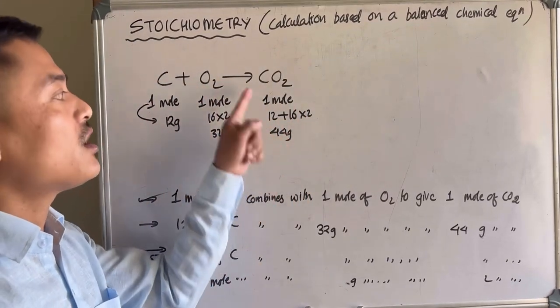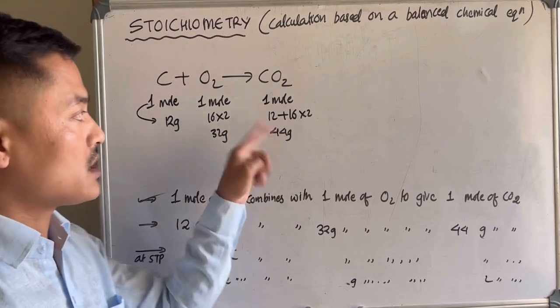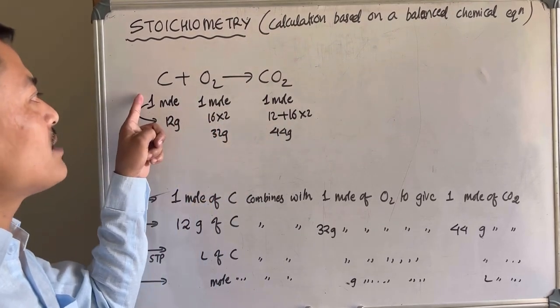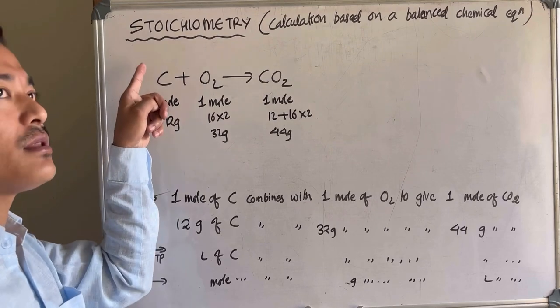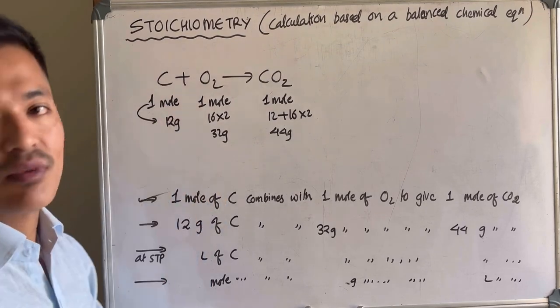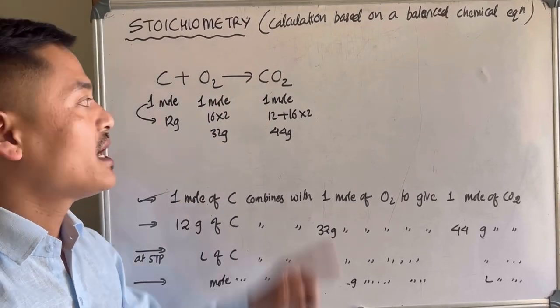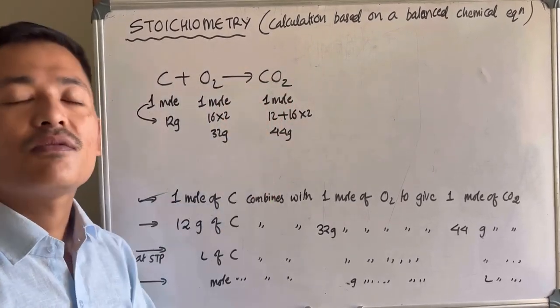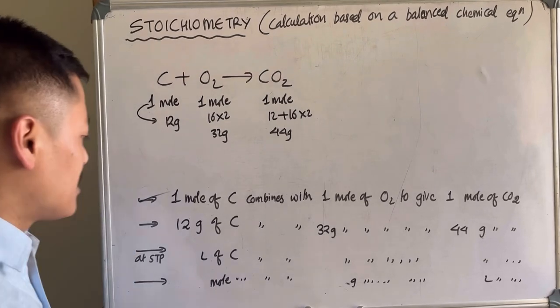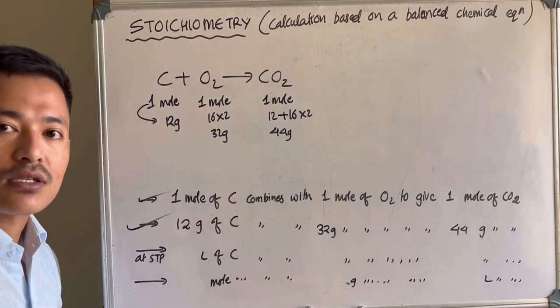This is because the molar mass or the atomic mass is always equal to the number of moles. That is why 1 mole of carbon can be easily written as 12 gram of carbon. Similarly, 1 mole of oxygen means 32 gram of oxygen, and 1 mole of carbon dioxide means 44 gram of carbon dioxide. That is why this second statement is also correct.